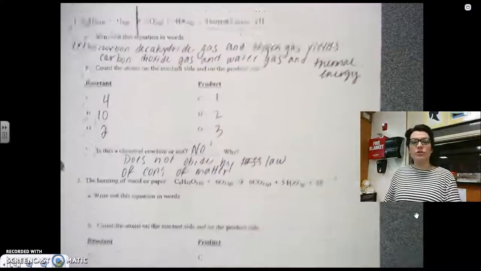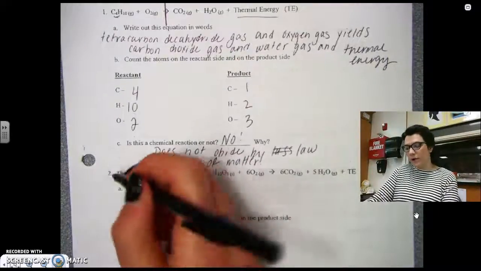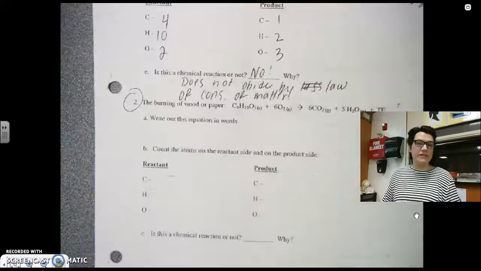Okay, so I want you to try those two counting things on the front and number 2, and we'll go over these in class tomorrow.